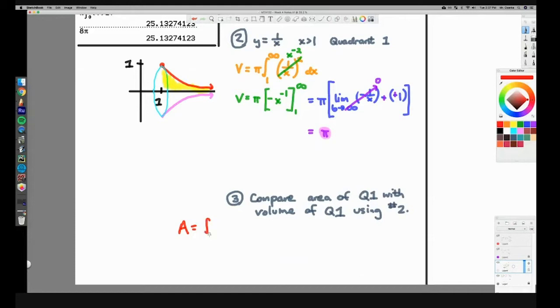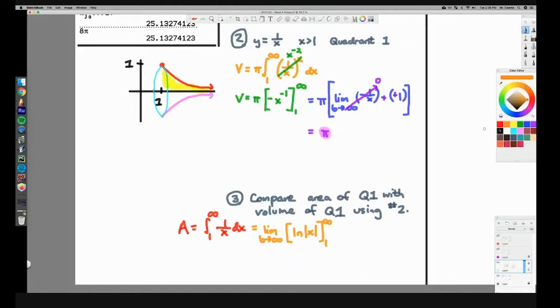the area is just a regular integral, so it's old school stuff, from 1 still going to infinity of 1 over x dx. Okay, Lath, solve this. What do you get? Oh, it's going to be ln. Right, it's going to be ln. So it's infinity, right? Yep.